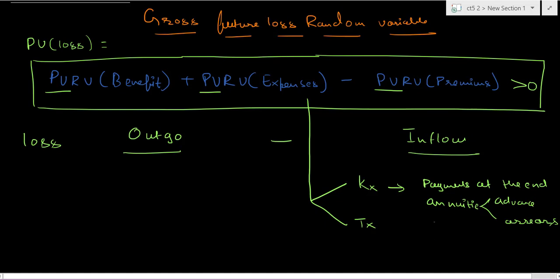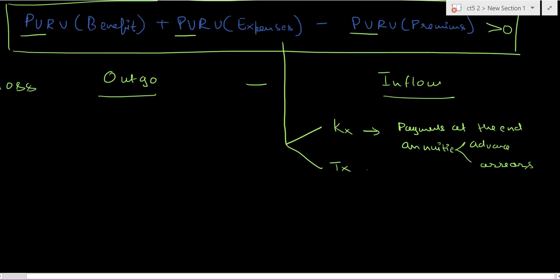And if it involves payments which are happening immediately, assurance functions which are immediate, immediately on death, or you have annuities which are continuous, obviously you'll be defining the present value random variable in terms of Tx.